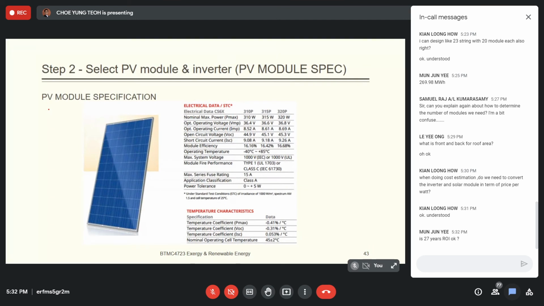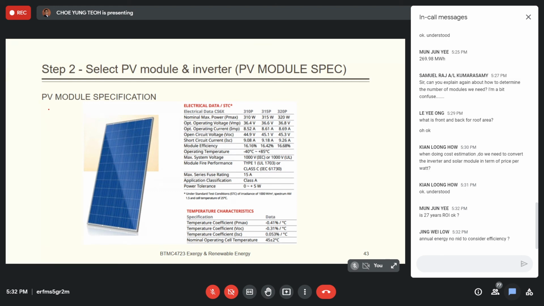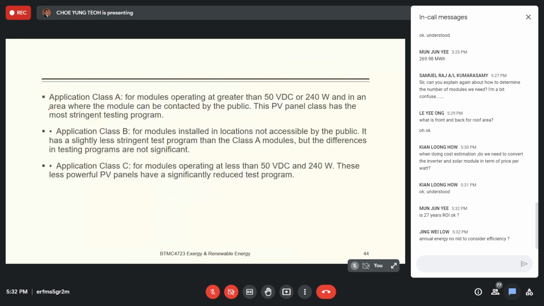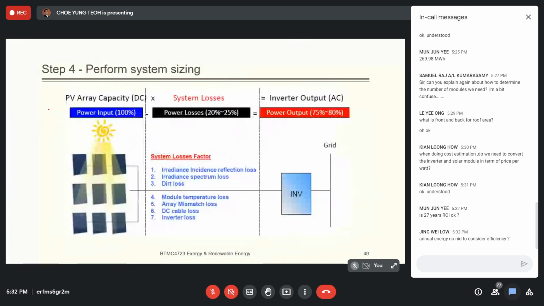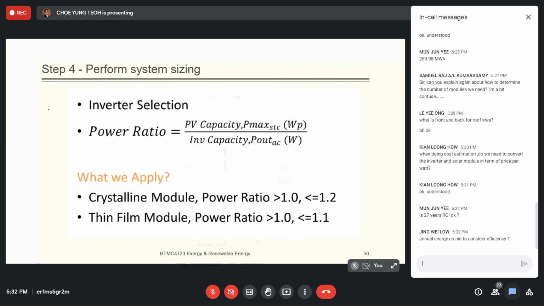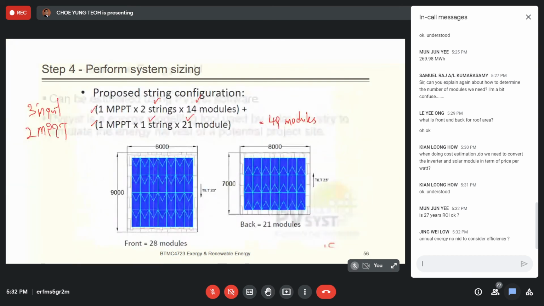Mention 27 years ROI for solar, actually quite high. But for others maybe. What is actually the title? Jingwei. Yes, wait. I'll show you.